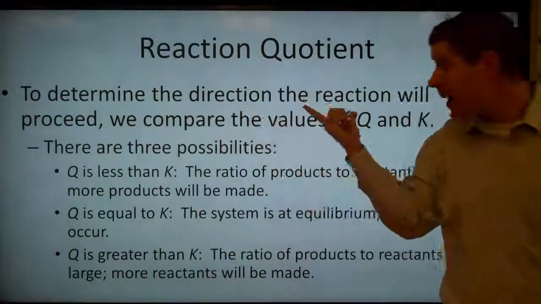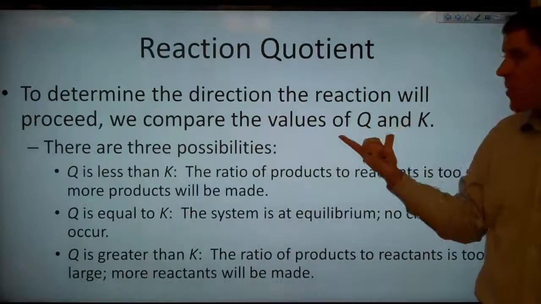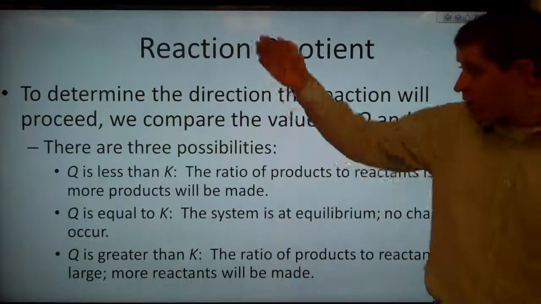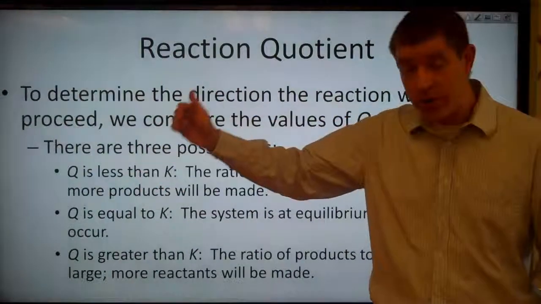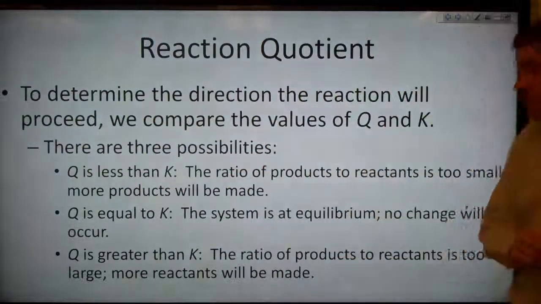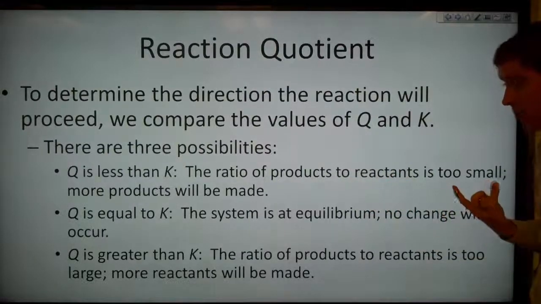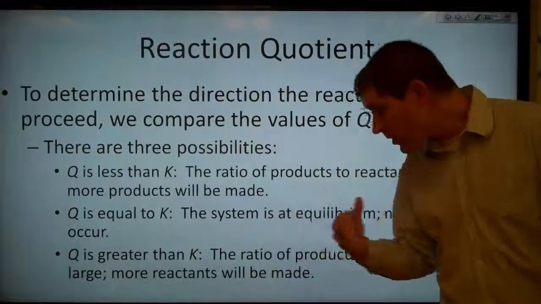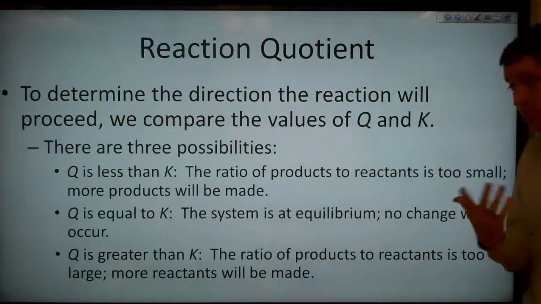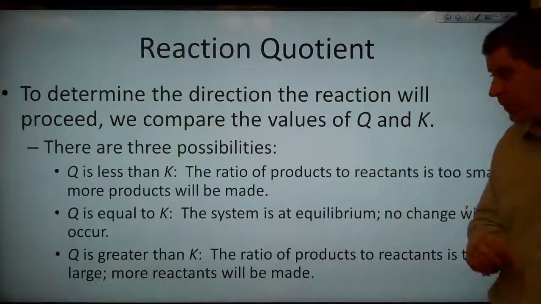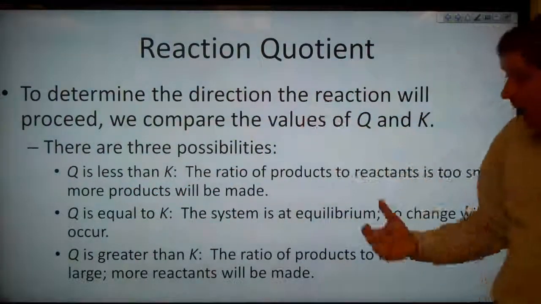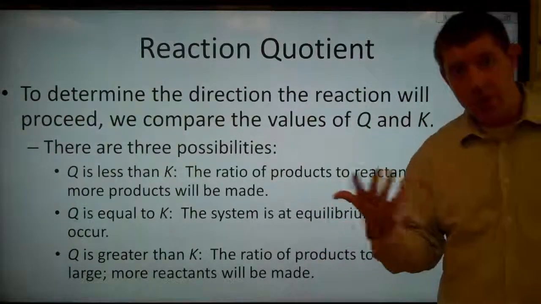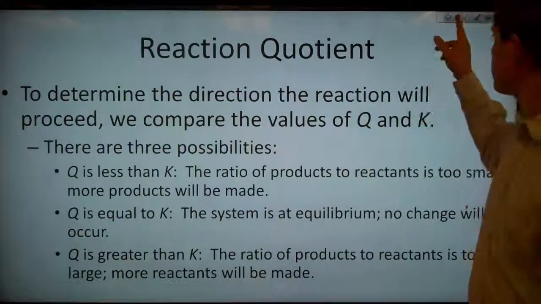So, to determine the direction that the reaction will proceed, we then need to compare the values of Q and K. And we have three possibilities. Either Q is less than K, Q is equal to K, or Q is greater than K. If Q is less than K, then the ratio of our products to reactants is too small, and that means that more products need to be made. If Q is equal to K, then the system is at equilibrium, so no net change will occur. If Q is greater than K, then the ratio of products to reactants is too large, and more reactants will be made. Some of our products will be decomposed back into the reactants.